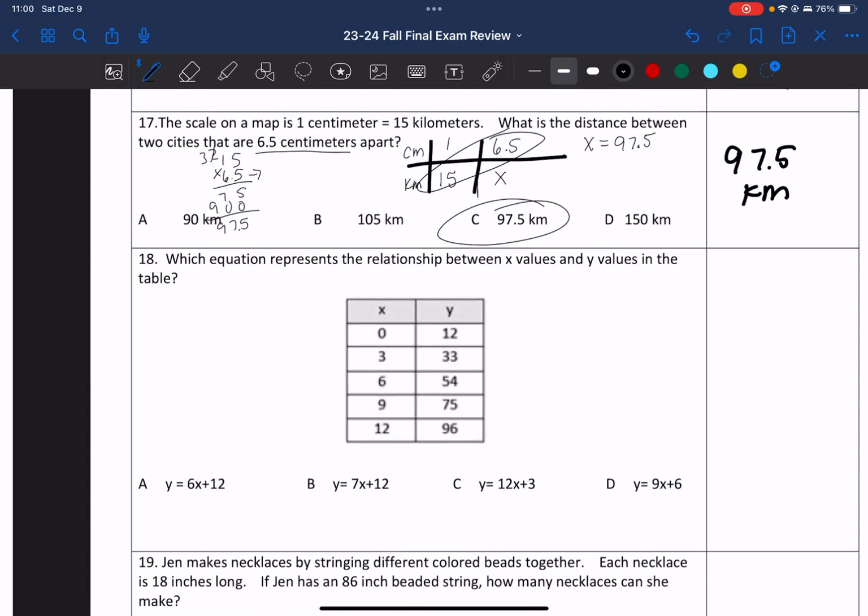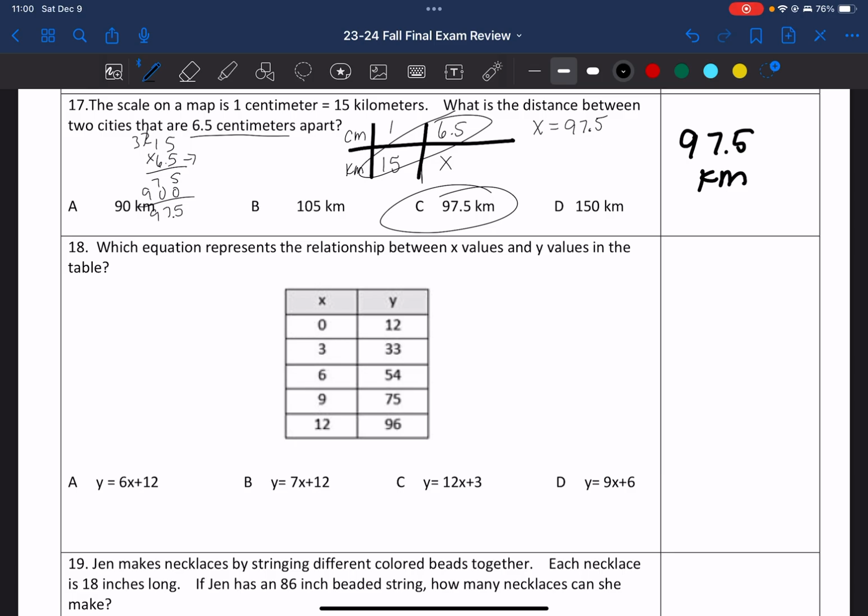All right, let's go to number 18. Which equation represents the relationship between x and y values in the table? So here is where we want to do y equals mx plus b. We want to find where x equals 0, and we're going to circle that y value, which is 12. That's our b, or the y-intercept.